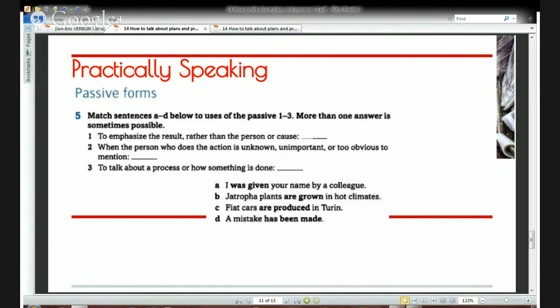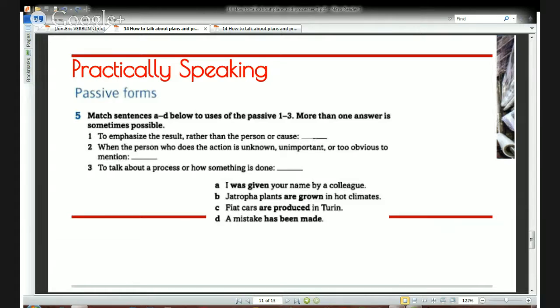Too bad. Well, getting back to the task, look at the last one, Giuseppe. To talk about a process or how something is done. Again, you can have more than one answer here, but what do you think is the closest example to talk about a process or how something is done? The closest one is B. Jatropha plants are grown in hot climates. That's absolutely right. But there's also another one too. Florina, do you think there's another possibility besides B? Giuseppe's right. We're talking about the fact that they are grown in hot climates as part of the process. We're not saying who does it, so the emphasis is basically on the process itself. Florina, do you think there's another example that matches? Oh, no.